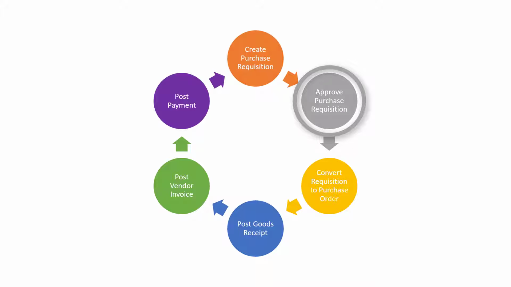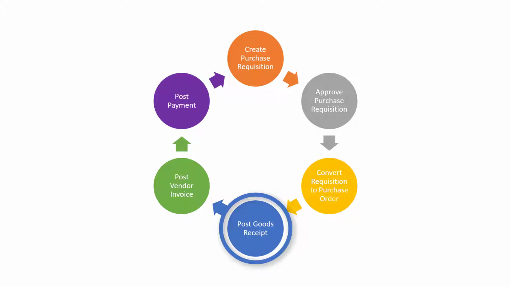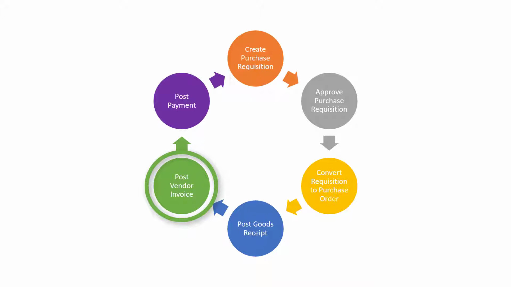approve purchase requisition, convert purchase requisition to purchase order, and post-goods receipt should have already been completed, as is the case in this example. Transaction MIRO sits within the post-vendor invoice step and is completed by the Accounts Payable department.